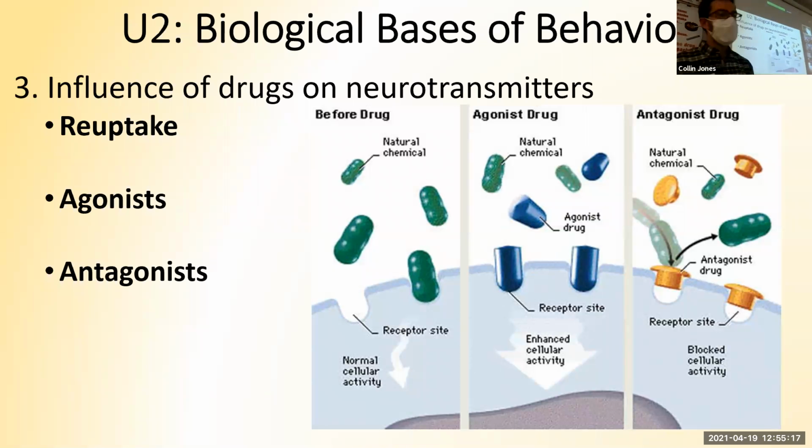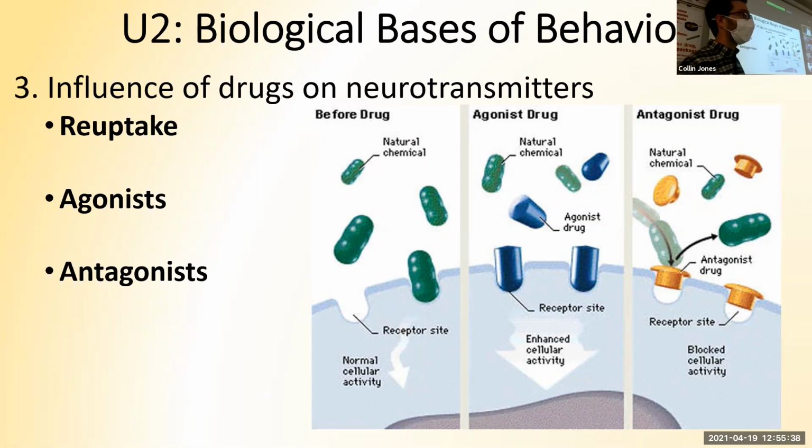A second way is drugs can be agonists. If you look at the middle picture on the right, an agonist is a chemical that looks like and operates like a neurotransmitter. So it makes neurons fire more. This says enhanced cellular activity. Neurons fire more because of agonists.